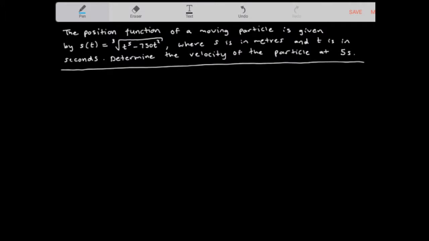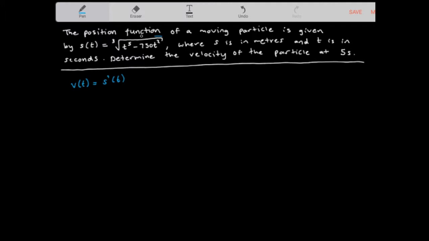Alright, the position function of a moving particle is given by s of t is equal to the cube root of t to the power 5 minus 750 t squared, where s is in meters and t is in seconds. Determine the velocity of the particle at 5 seconds. So if we're looking at the velocity function, v of t is the first derivative of the position function s of t.